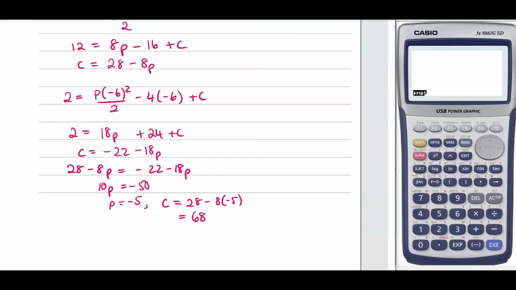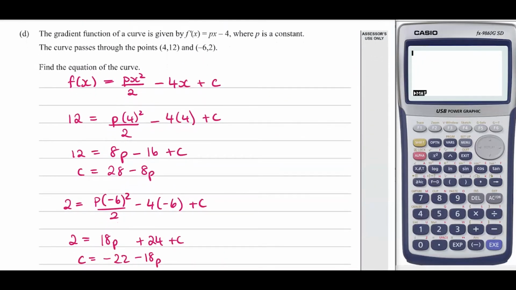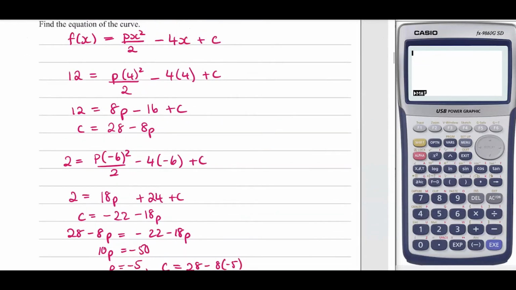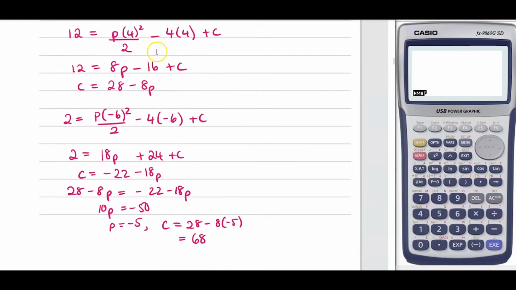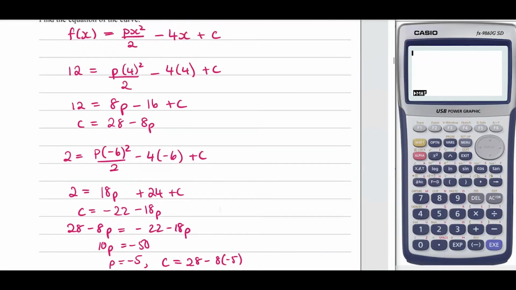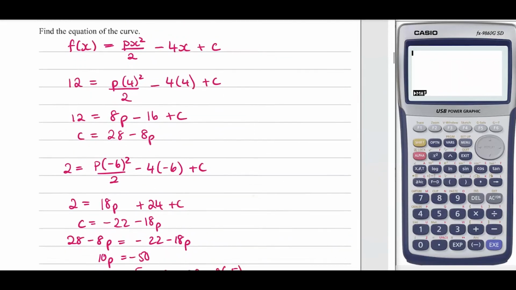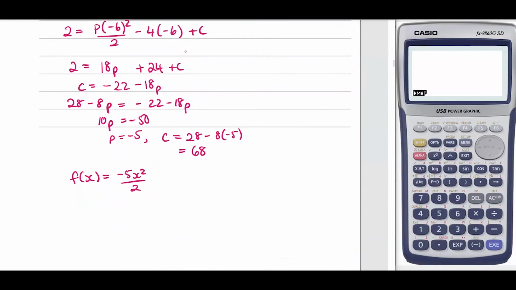which is 68. Now just go back and check what we were asked to do in the question. Find the equation of the curve. Okay, so we had the equation up here. Now we just need to write that with p and c in it. So f of x is equal to px squared over 2, so p is minus 5. So minus 5x squared over 2 plus, oh actually it was a minus, so now here the minus 4x and then the plus c. Minus 4x plus c, which is 68.